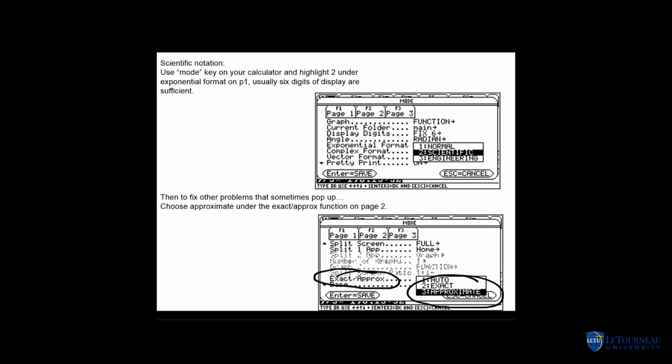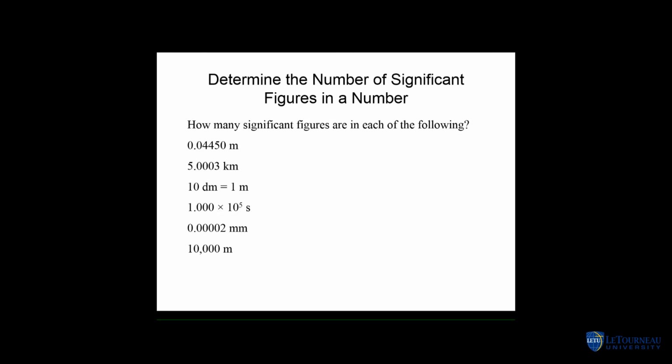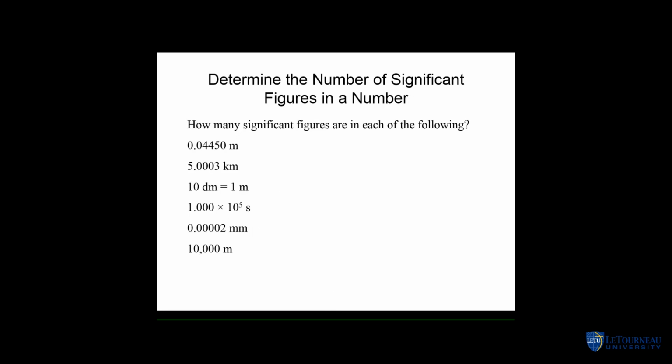So here's some questions. Determine the number of significant figures in a number. Pause the video here for a minute. Write on a piece of scratch paper how many sig figs you think there are in each of these numbers, and then we'll check you. Okay, all done? All right, let's check.